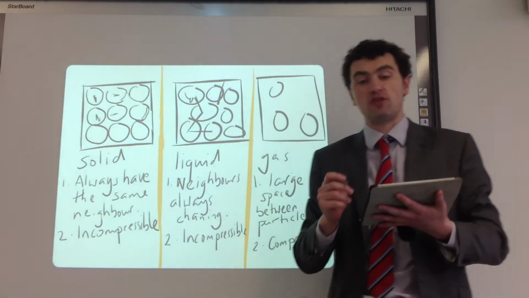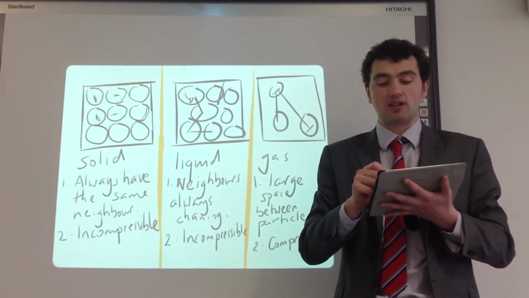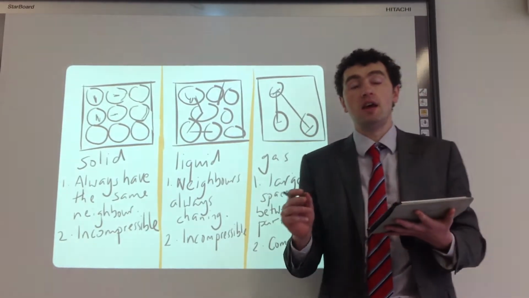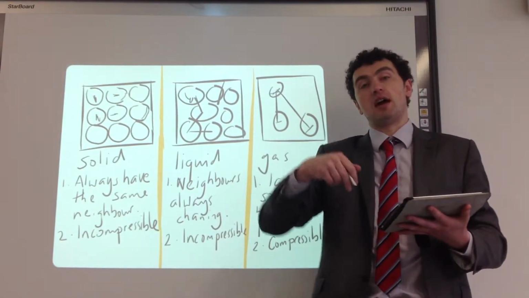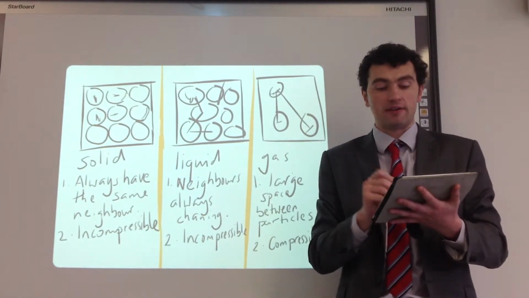Because there's no real gaps between the particles, liquids are very, very difficult to compress. That's totally different to a gas. You can see that the average distance between the particles of a gas is quite large, and so gases can be compressed. If you get a lemonade bottle, you put the top on and you try and compress it, you can see it can be compressed quite a lot.